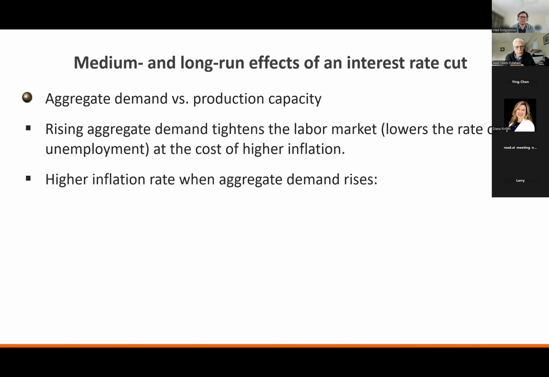In the short run, of course, we saw that there's an increase in output, but in the medium and long run, there may not be much of an increase in output beyond what the production capacity already gives us. Higher inflation rate when aggregate demand rises has these consequences.